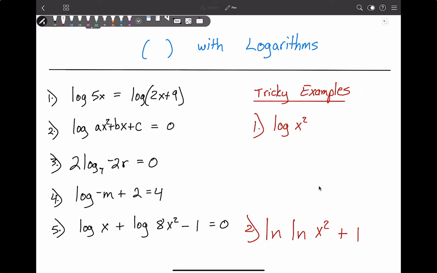Hey guys, I wanted to record this quick 5-minute video just to show you how you can interpret where parentheses go on logarithms that don't have them written down. This can be tricky, but I wanted to create a quick video.